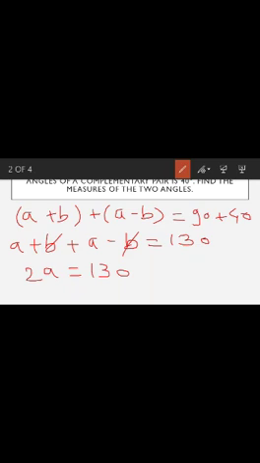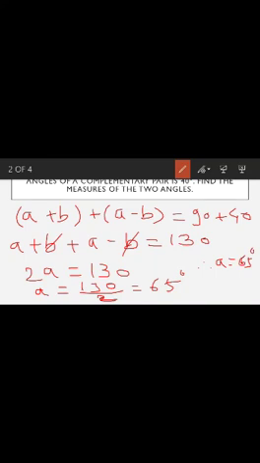Now 2A is equal to 130 degrees, which means A is equal to 130 divided by 2. Here the 2 is multiplied with A, so it will go to the other side and become divide. Now A is equal to 130 upon 2, which comes to 65 degrees. Now we get that A is equal to 65 degrees.